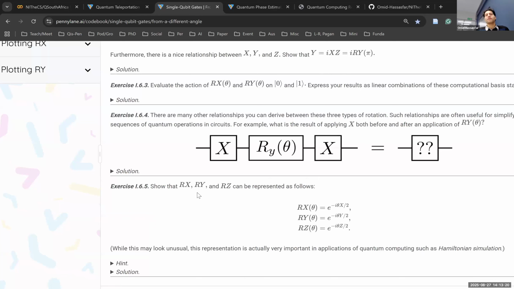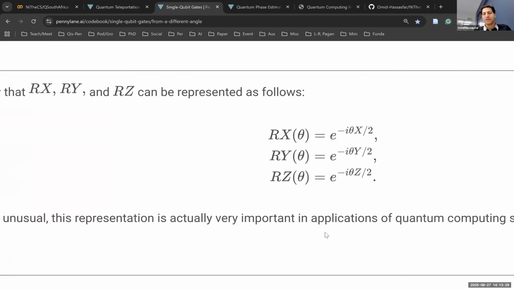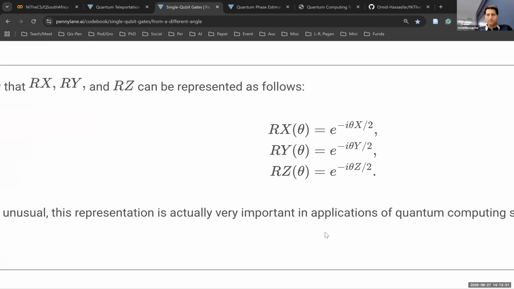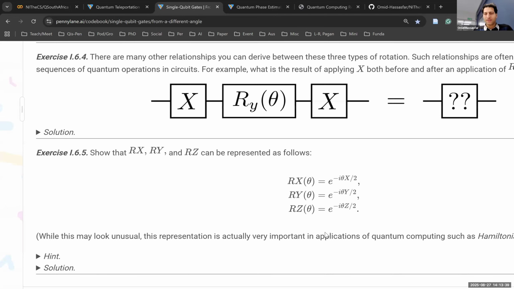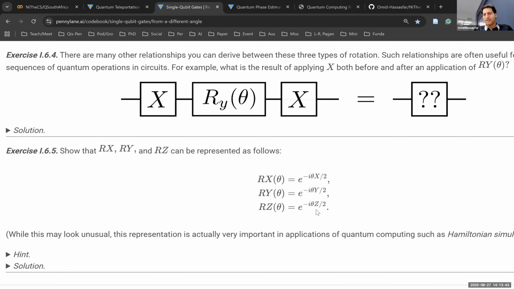So Rx, Ry, and Rz can be represented as follows. This is very important. Maybe some of you haven't seen this, because this is what we call matrix exponentiation. So these x, y, z are not just numbers. It is e to the power of a matrix.